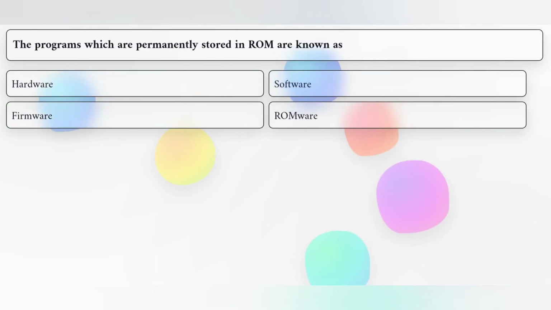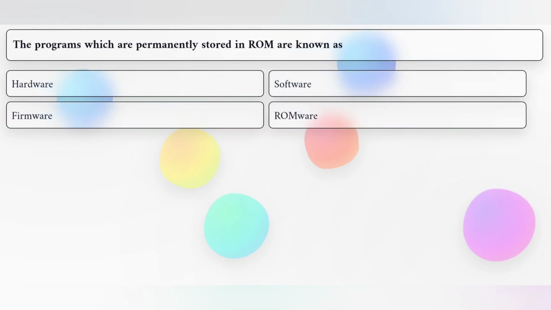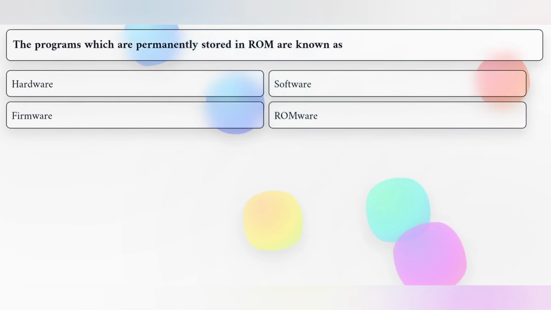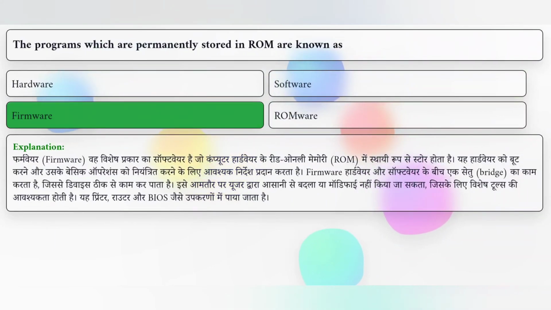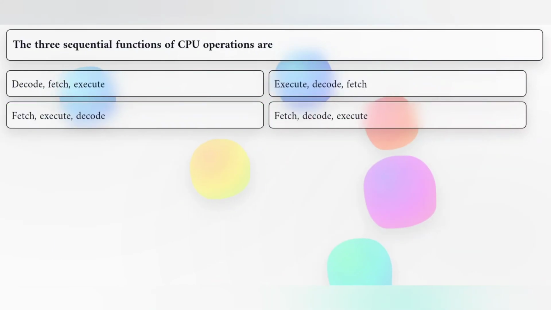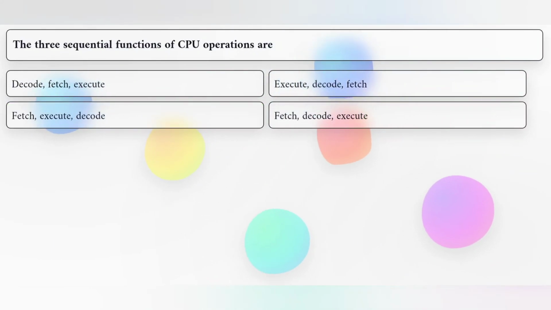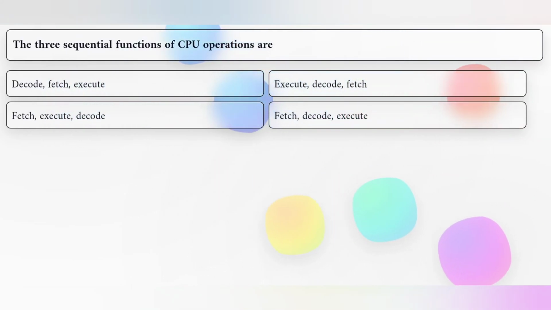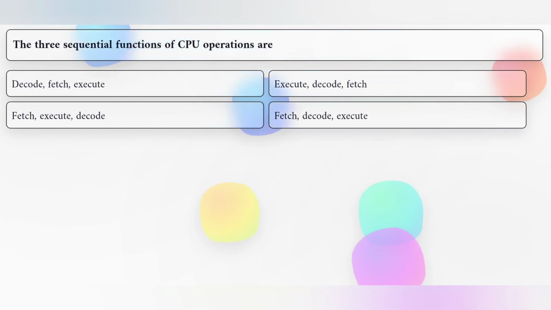The programs which are permanently stored in ROM are known as hardware, software, firmware, ROMware. The three sequential functions of CPU operations are decode, fetch, execute; execute, decode, fetch; fetch, execute, decode; fetch, decode, execute.